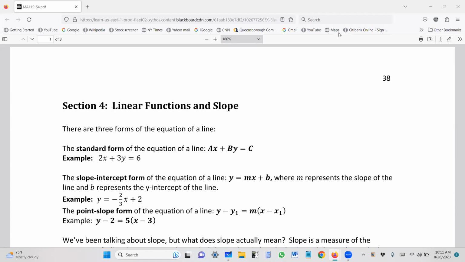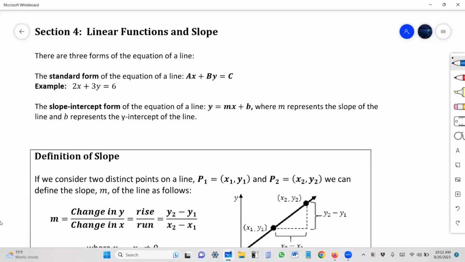So I'm going to show you here exactly what we need to do in this section because this section is primarily used for section 5. Okay, so let's take a look at the work I have over here.